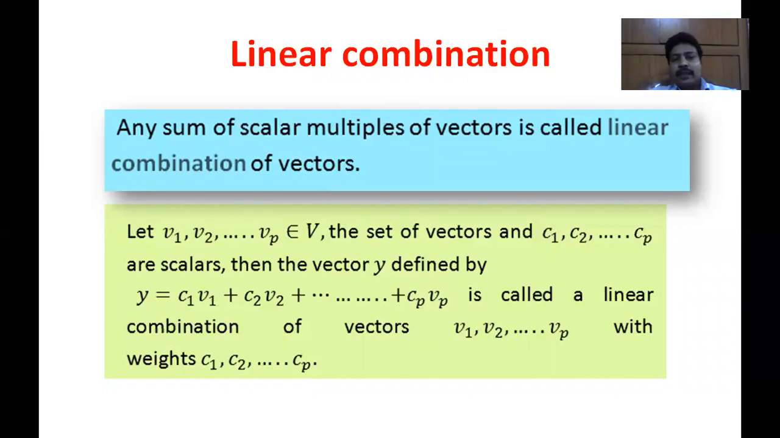Any sum of scalar multiples of vectors is called a linear combination of vectors. Suppose we have only 5 rupee coins, then the transactions can be done in the multiples of 5 only. So the 5 rupee coin is my vector v.